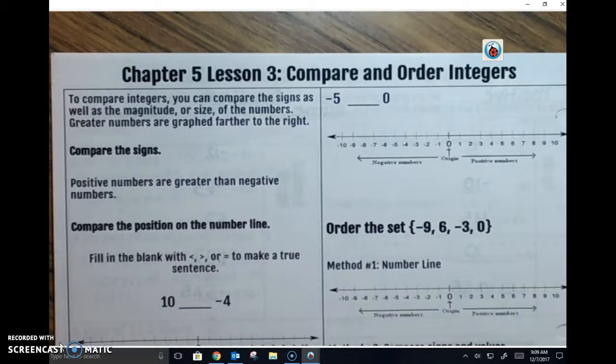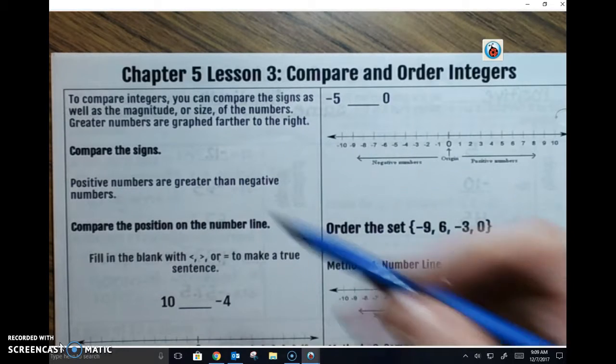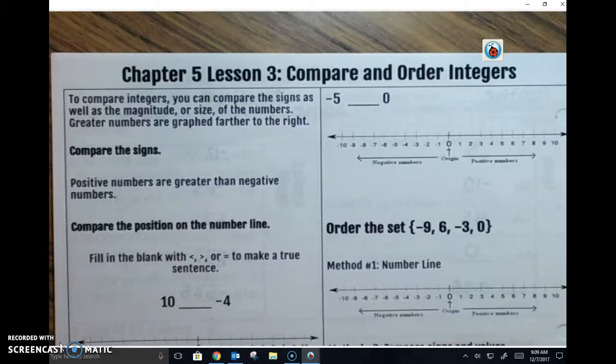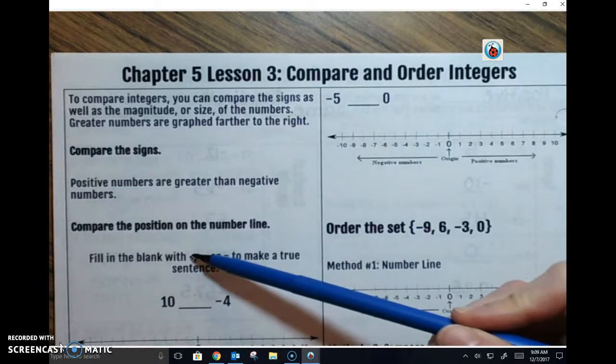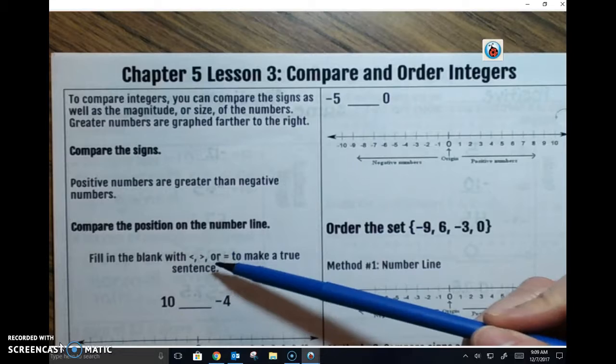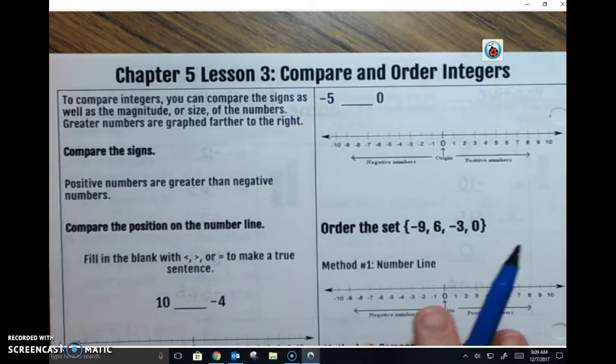So we're going to be able to compare signs. If you compare signs, positive numbers are greater than negative numbers. And compare the position on the number line. Fill in the blank with less than, greater than, or equal to, to make the sentence true.